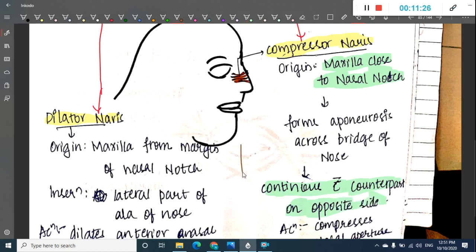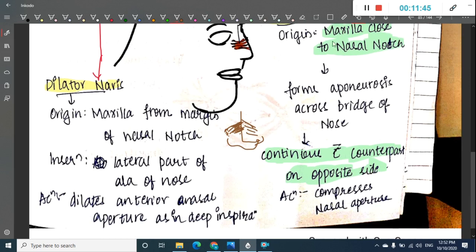That means if this is the nose, this muscle starts somewhere from here. It originates from the maxilla close to the nasal notch and forms an aponeurosis over the bridge of the nose and continues with the opposite side. It's something like this. What is the action of it? As the name says, it is a compressor, so it compresses the nasal aperture.